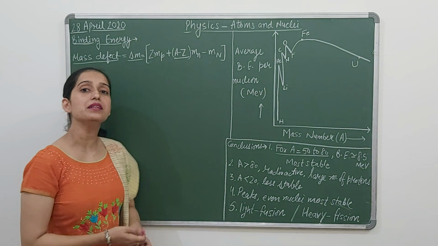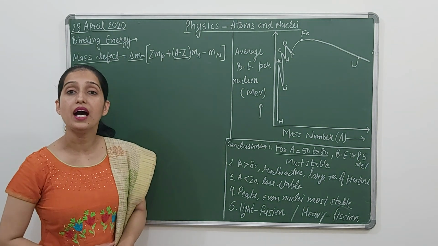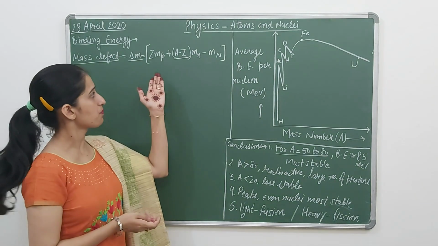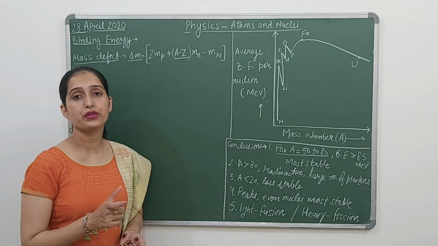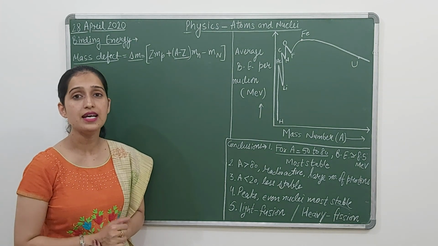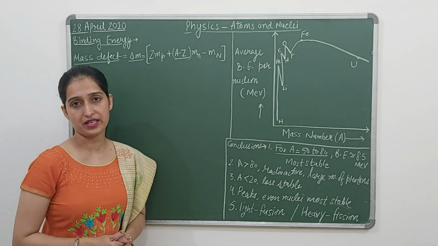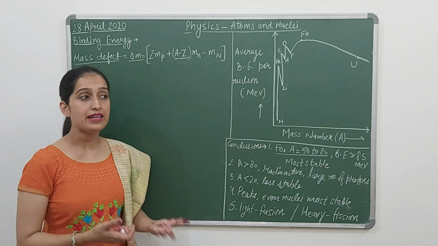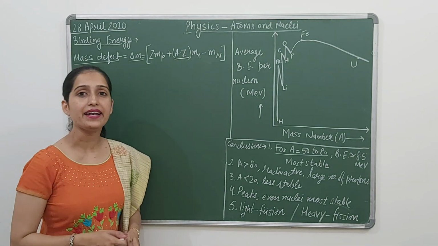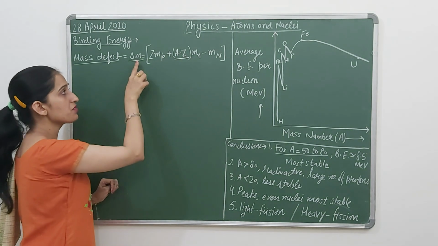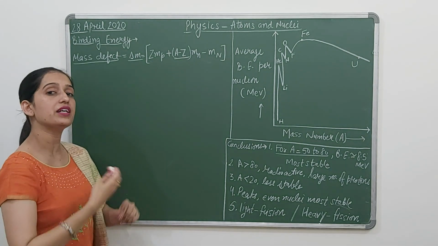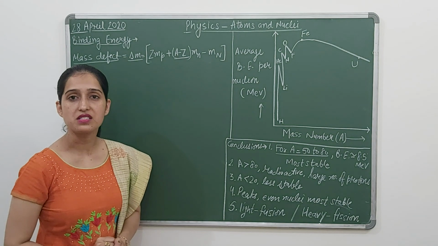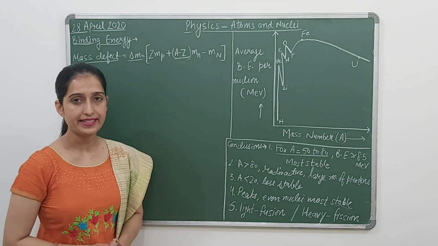This disappeared mass transfers into energy. That is, this process of bringing the protons and neutrons and putting them inside the nucleus is an example of a nuclear reaction. In this reaction, a lot of energy is released. From where is that energy coming? The mass which disappeared is converting into energy. This was about mass defect, which we have already done.